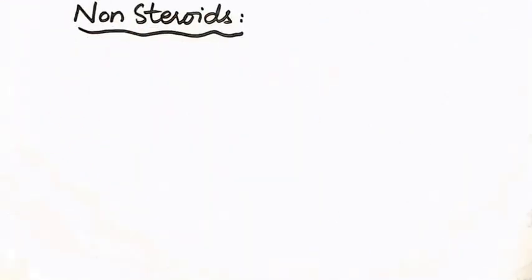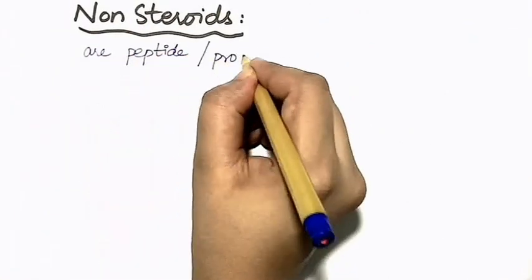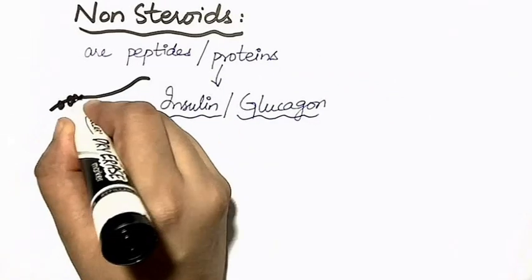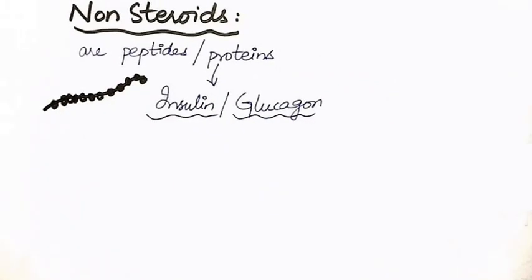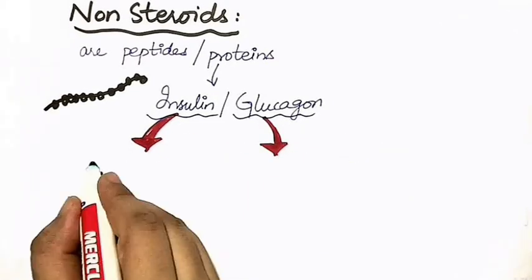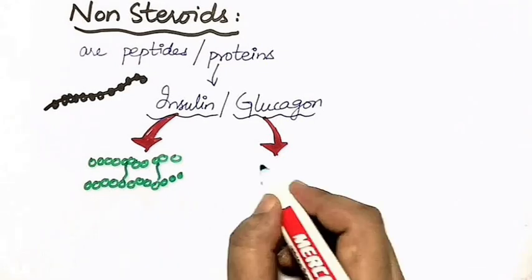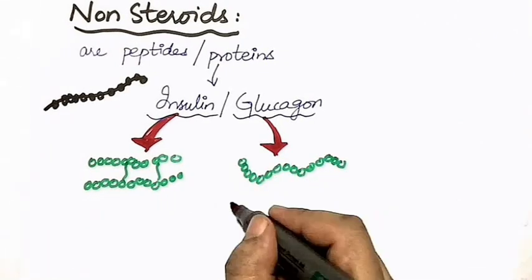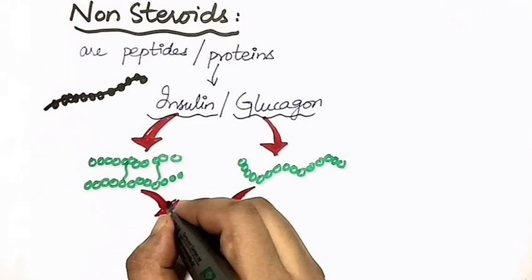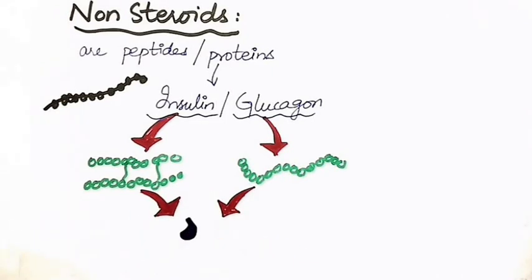Now talking about the non-steroid hormones, which are peptides or proteins. Insulin and glucagon, the main example. They are made up of many amino acid chains. As you can see here, insulin and glucagon, they both are made up of numerous amino acids chained together, and as they are non-steroids or protein in nature, they are hydrophilic, so they love water.